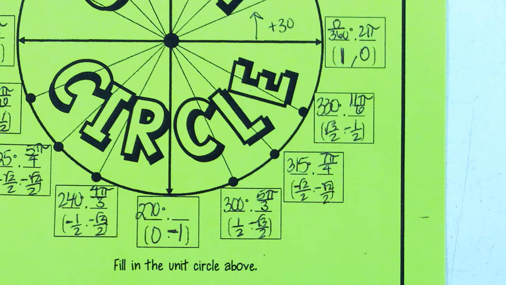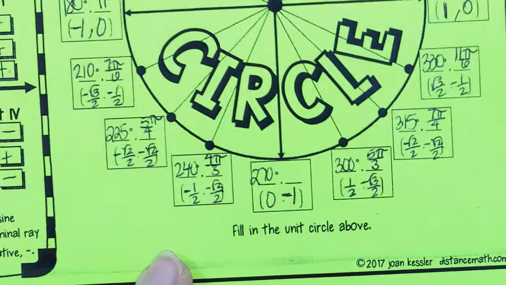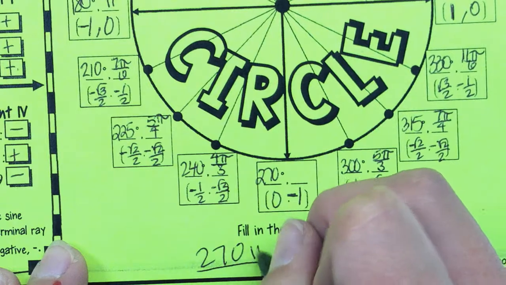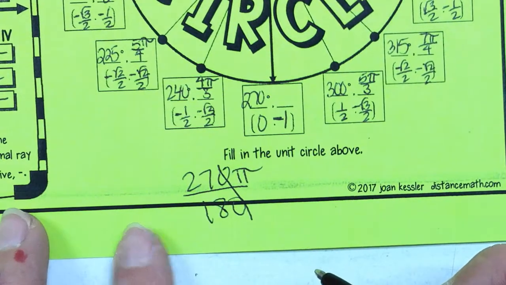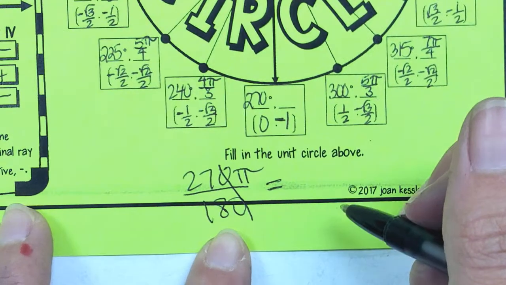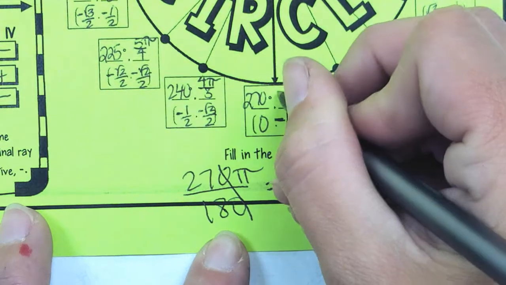Yes? What about 270? Oh, yeah, we need to do that too, don't we? All right, 270, we know that it won't be a 3, 4, or 6 on bottom. It's going to be different. So we'll just do this by 270 pi over 180. Mark out the zeros. What did 27 and 18 have in common? Bigger? 9. So it'd be 3 pi over 2. Good.